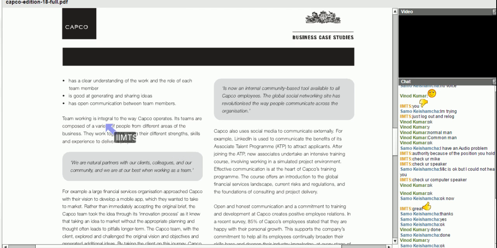So team working is integral to the way Capco operates. Its teams are composed of a variety of people with different areas of business. So they work together using different strengths, skills and experience to deliver a project.